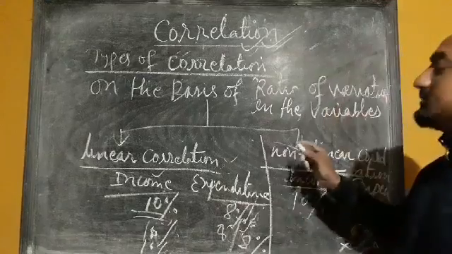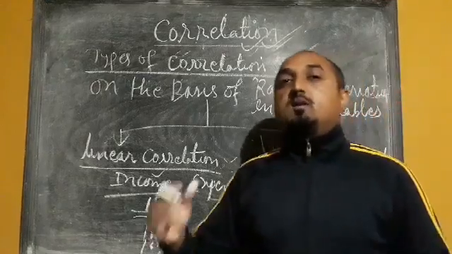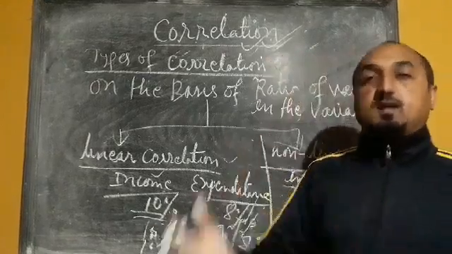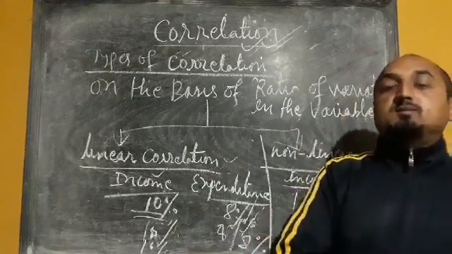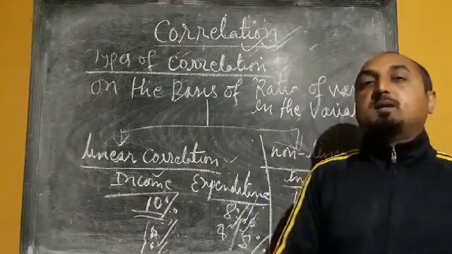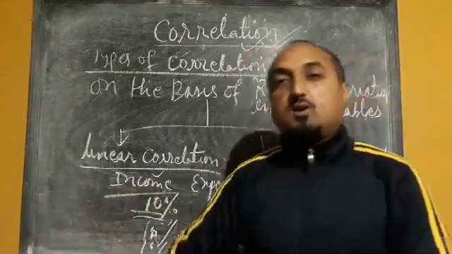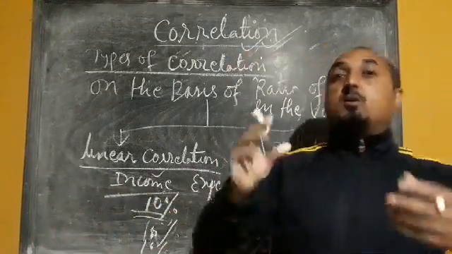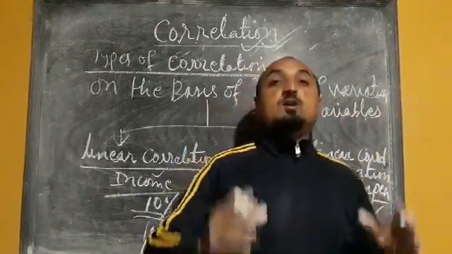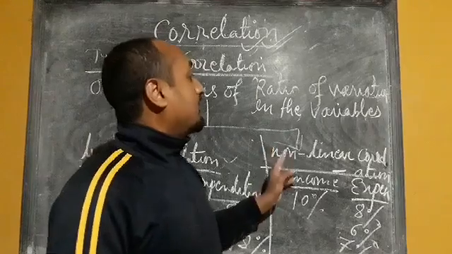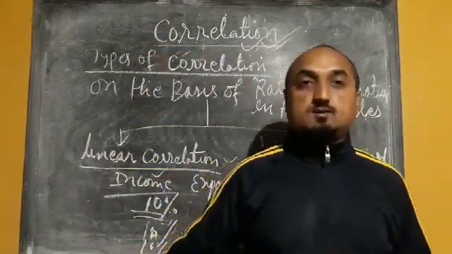But in the case of non-linear correlation, when your income is changing by 10%, sometimes your expenditure is changing by 8%, sometimes by 5%, sometimes by 4% or 6% or 7%. When there is a variation in the change in expenditure, that type of relationship is called non-linear correlation.